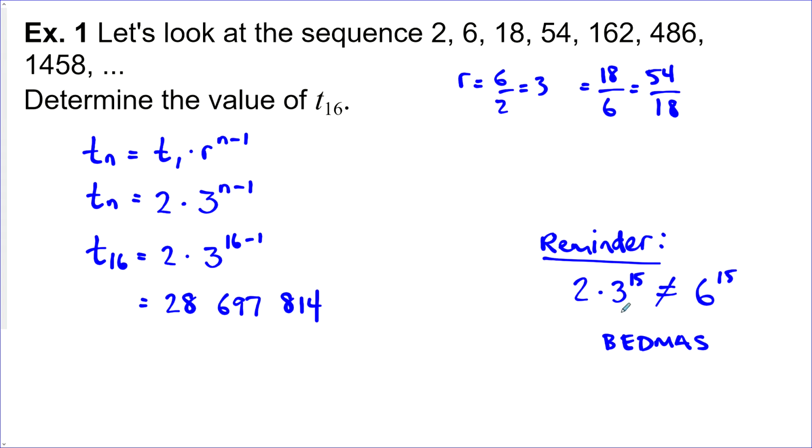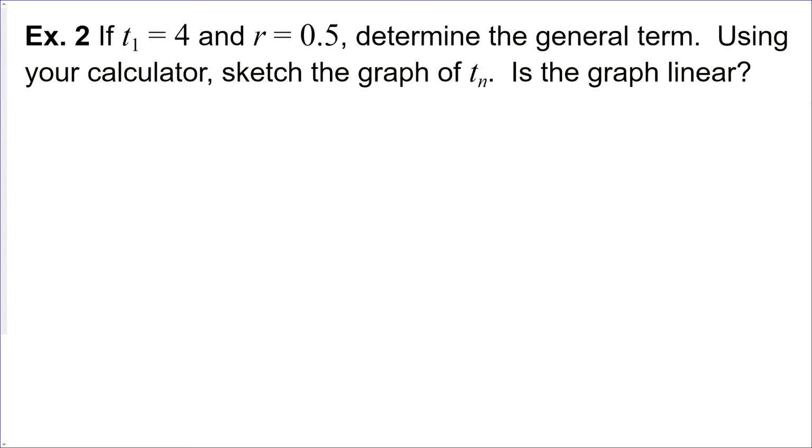Example 2, if T1 is 4 and R is 1/2, determine the general term formula.